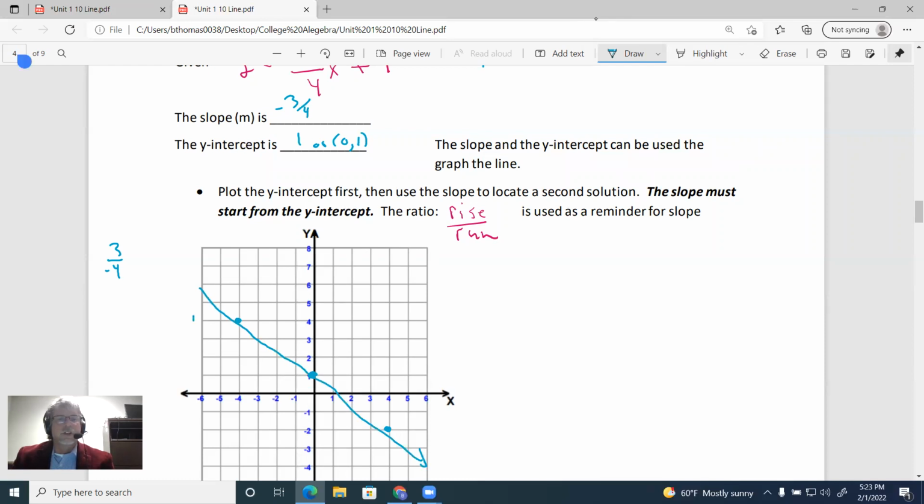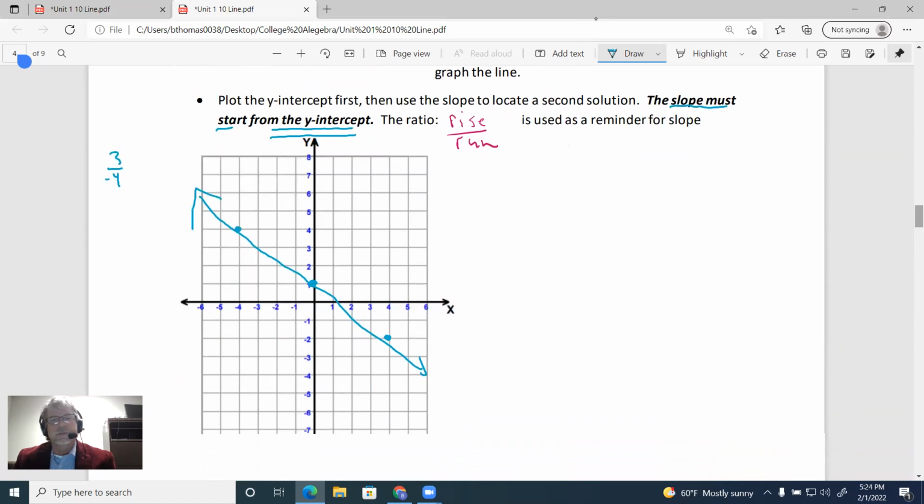And again, that is just a sketch, if you will. So that's going to represent our graph, just a rough sketch. So again, when we do this, notice the slope must start from the y-intercept. So actually we have to graph the y-intercept first before we can use the slope to find the second solution. And that's imperative in graphing these lines.